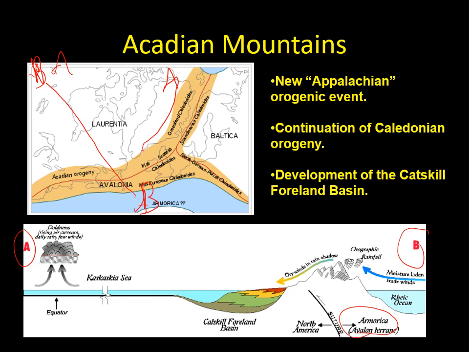So throughout this whole area, we have a shallow Kaskaskia Sea. As we get right to the front range, though, we have this Catskill Foreland Basin. That's all of the erosion coming off of the Acadian Mountains, filling up this Catskill Basin. Now, this produces a really interesting phenomenon known as the rain shadow effect.